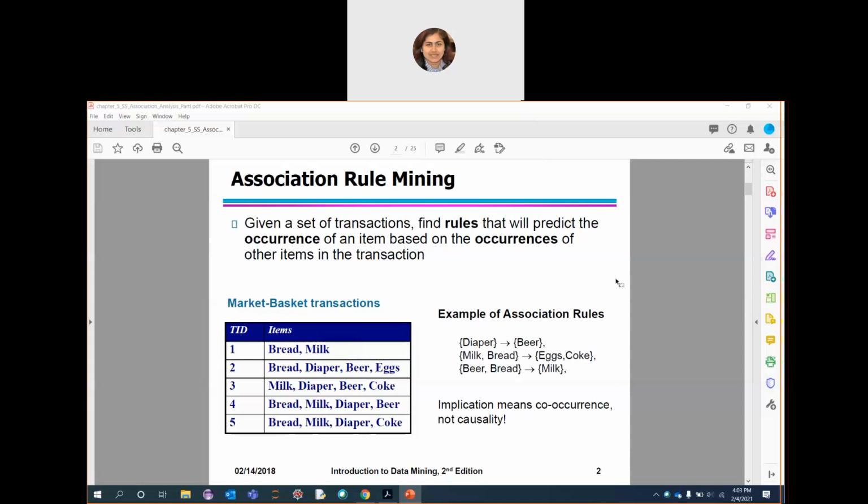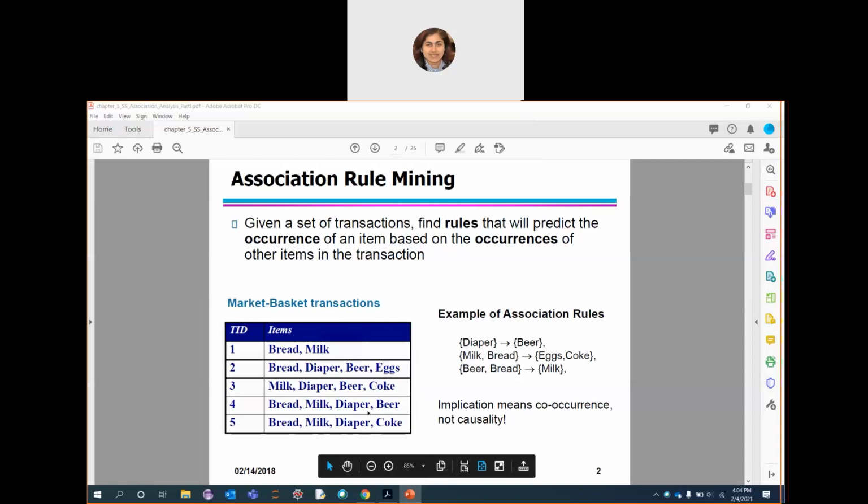If you see, this is a table given to you. This is a transaction set, and there are a total of 5 transactions: 1, 2, 3, 4, 5. The total set of items are bread, milk, diaper, beer, eggs, coke. In each transaction there is an association. Bread and milk are bought together in the first transaction. In the second transaction, bread, diaper, beer, eggs were involved. Likewise, you have 5 transactions.